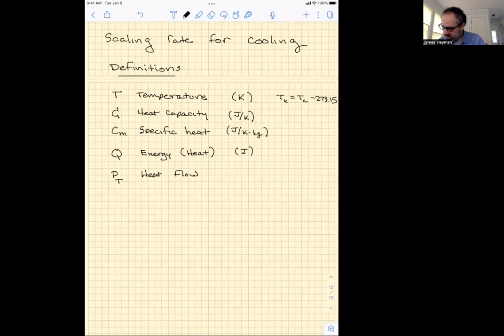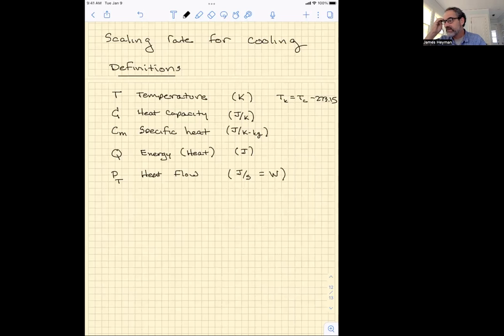And the heat flow has units of joules per second. So that makes it a power. Joules per second is also the same thing as watt. So these are the quantities we need to understand just right at the moment.